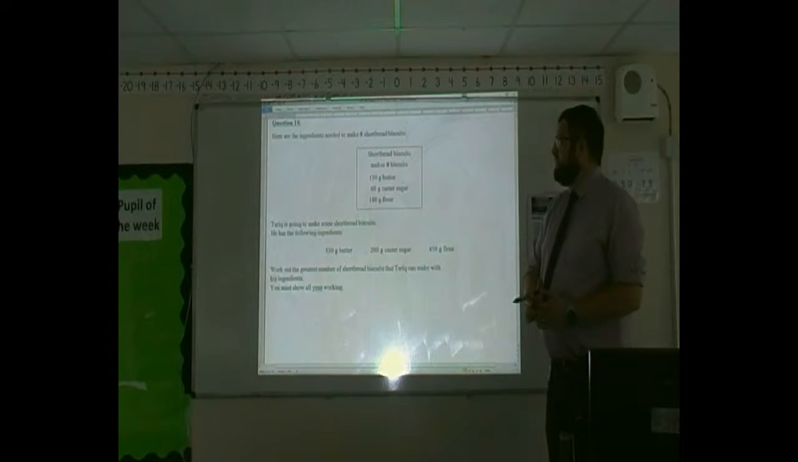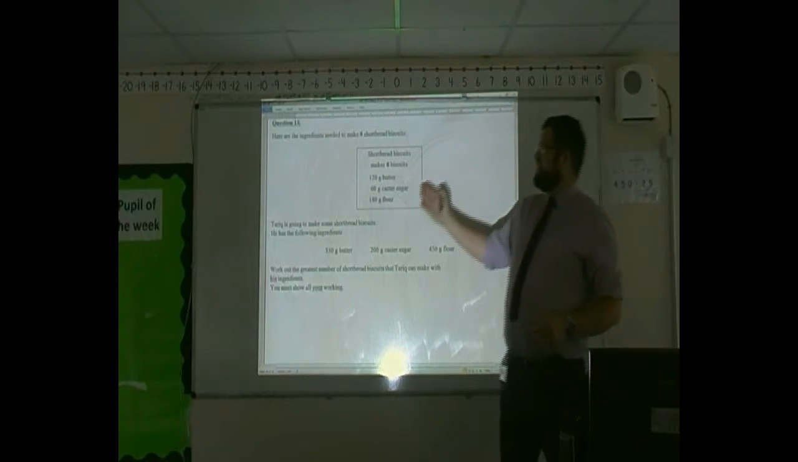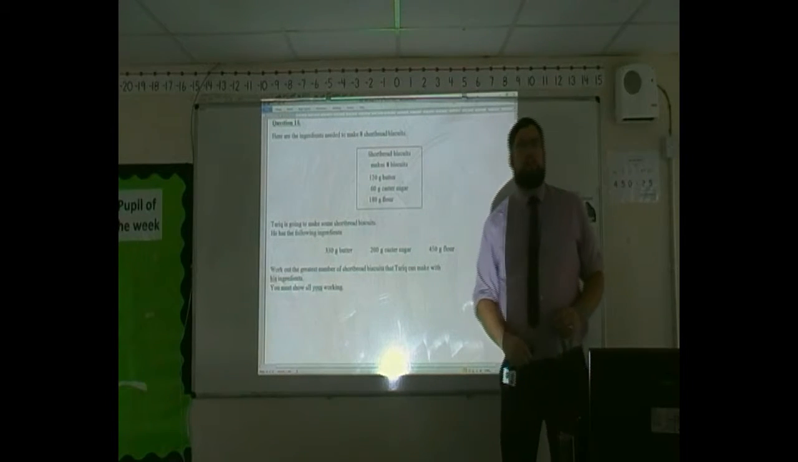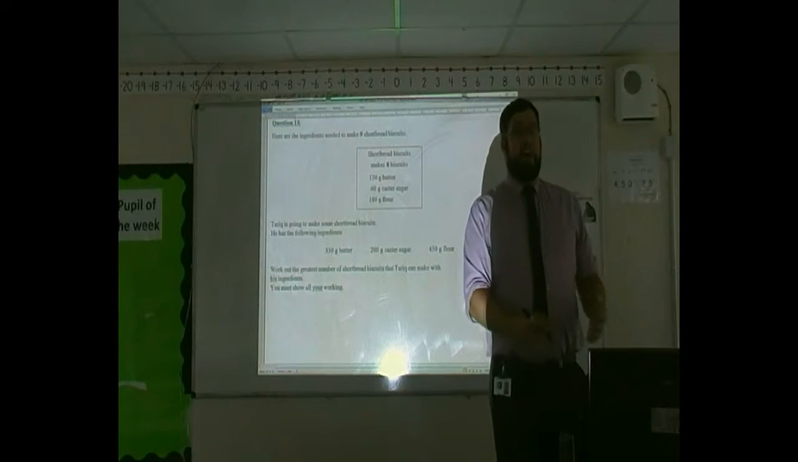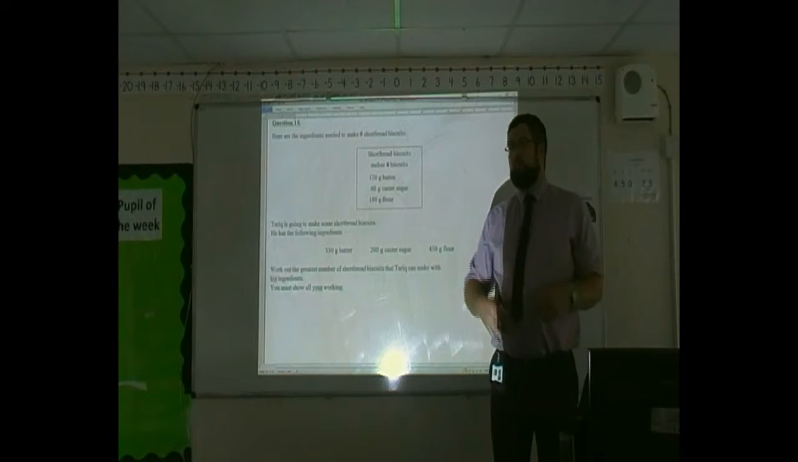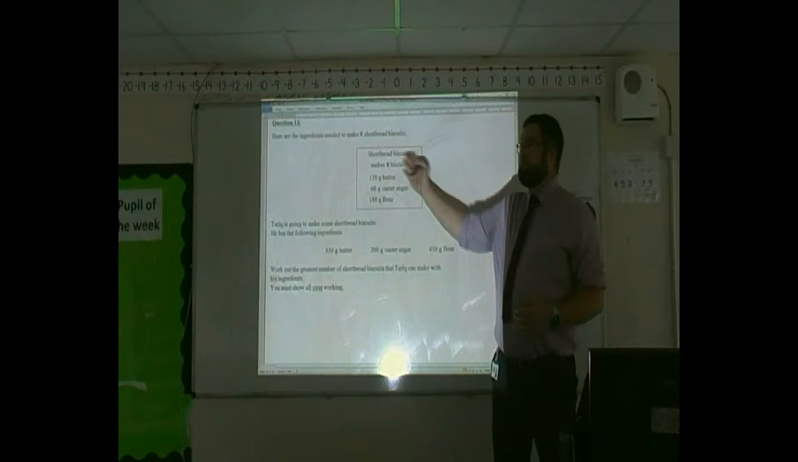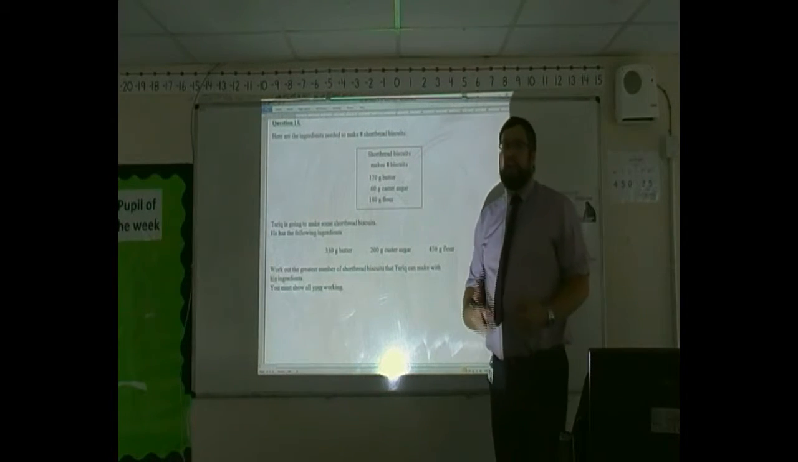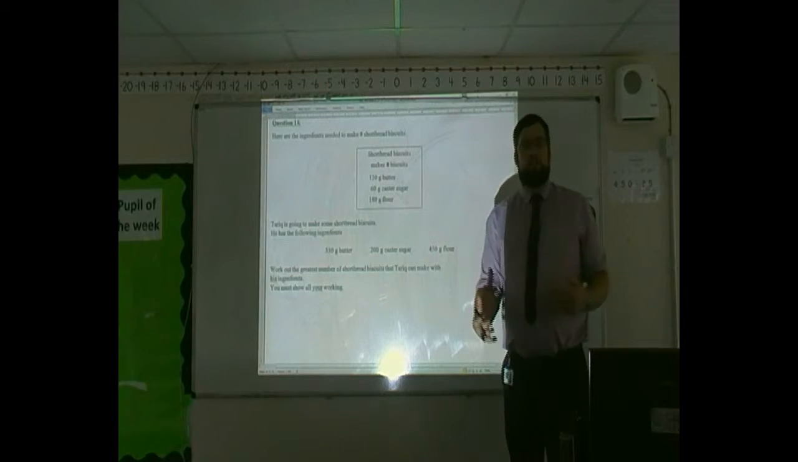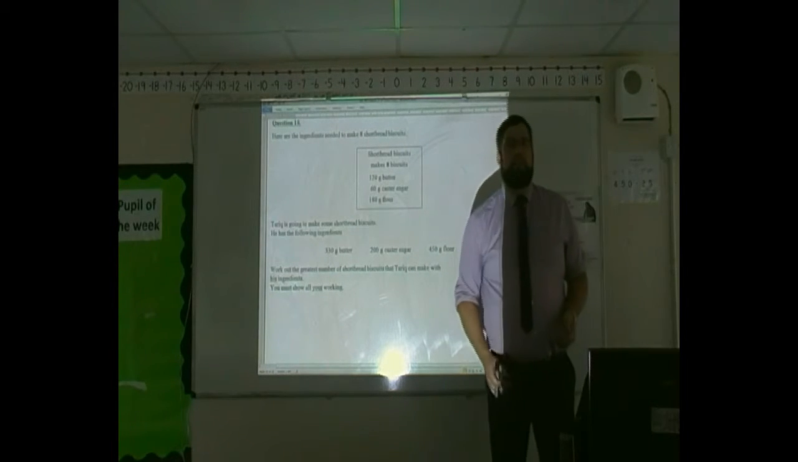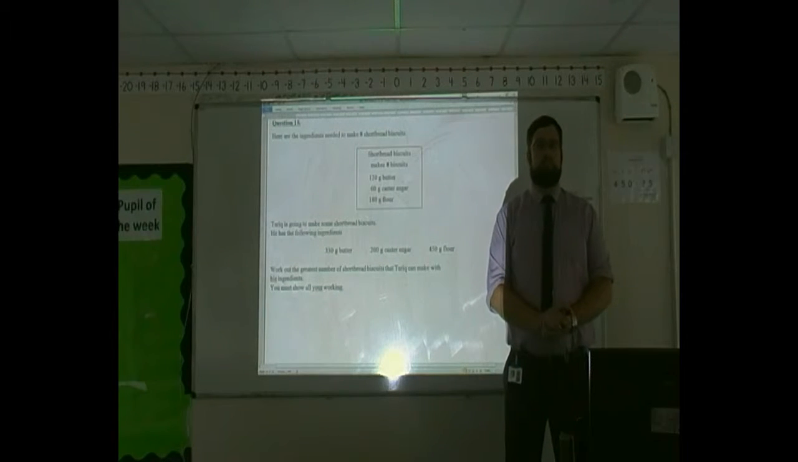What we're going to have to do is divide the ingredients he has by the ingredients that the recipe requires. That will tell us whether or not he can make more shortbread biscuits than the recipe gives, and if he can, how many lots of the recipe he can make. Is it 2 lots of that recipe, 3 lots of that recipe, and so on. Pause the video and have a go at that question now.